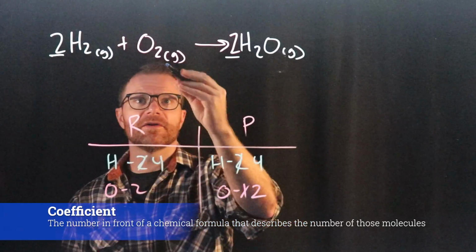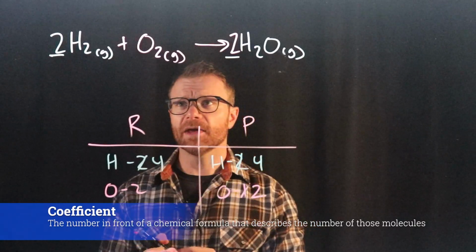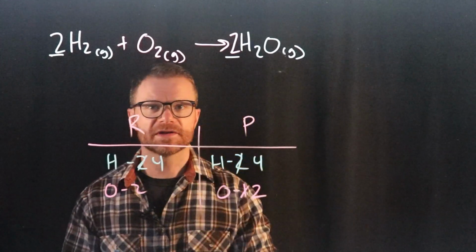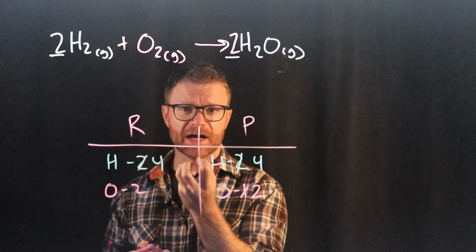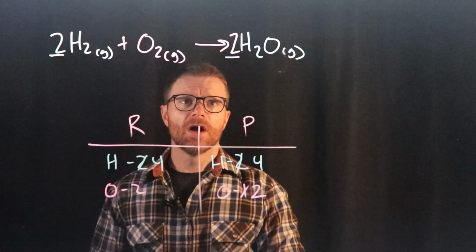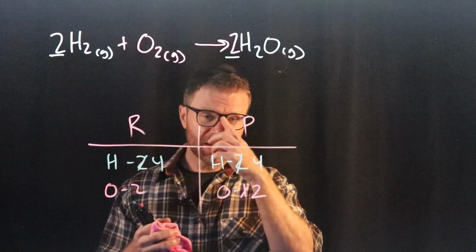We can't go around and just monkey with the actual chemical formulas of what we have. I couldn't make this O3, for example, because those chemical formulas are accurately representing what's actually going on in the reaction. We're just changing how many of them there are. And then we learn some kind of interesting stuff.